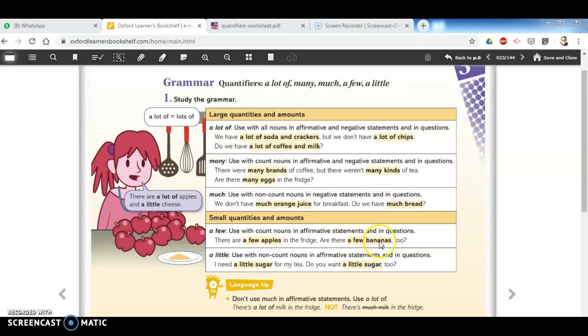Are there a few bananas too? ¿Hay unas bananas también? In some cases, we cannot use unas or unos. In this case, we're going to use a little. For example, sugar, we cannot say unas azúcar. We need to say a little sugar. I need a little sugar for my tea. Necesito poco de azúcar para mi té. Do you want a little sugar too?